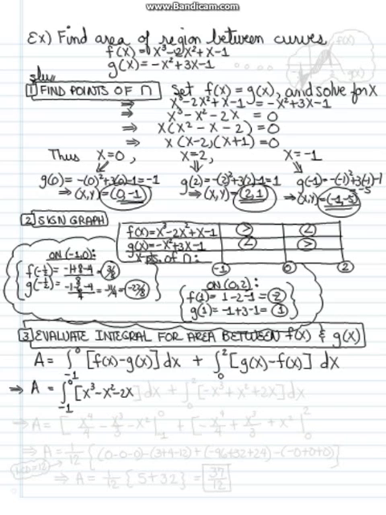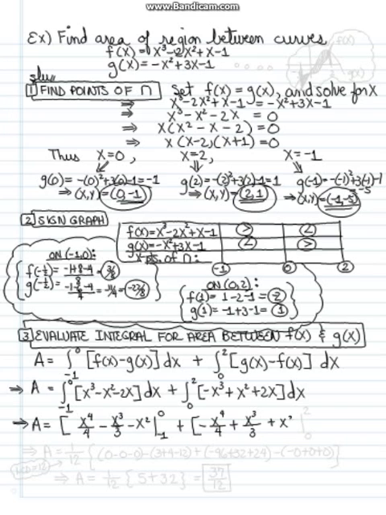Go ahead and plug in the functions for f and g. We get the integral from negative 1 to 0 of x cubed minus x squared minus 2x dx, plus the integral from 0 to 2 of negative x cubed plus x squared plus 2x dx. That's what we get when we do the differences, subtraction, and simplify. Okay, the antiderivative is x to the 4th over 4 plus x cubed over 3 minus x squared evaluated from x equals negative 1 to 0, plus negative x to the 4th over 4 plus x cubed over 3 plus x squared from x equals 0 to 2.